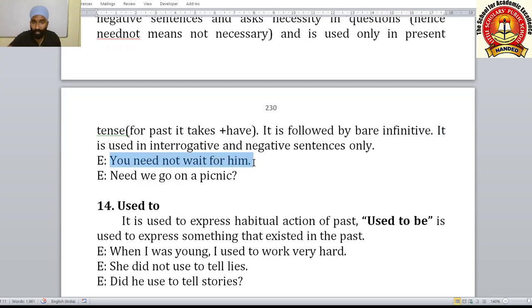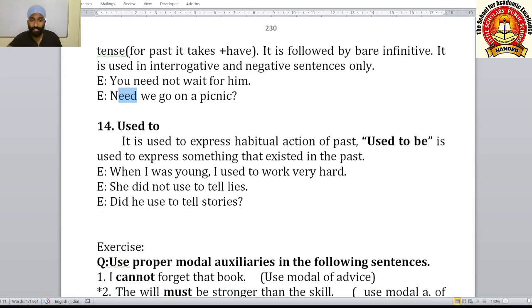You need not wait for him. Here, after need, directly you are using not. You don't need do or does here, because this is a modal auxiliary, such as you cannot wait for him, you should not wait for him. In this way, need we go on a picnic? Here also the question is starting directly with need. It means it is a modal auxiliary, such as can we go on a picnic, should we go on a picnic, must we go on a picnic. So this way, we are using need and dare as semi-modals.